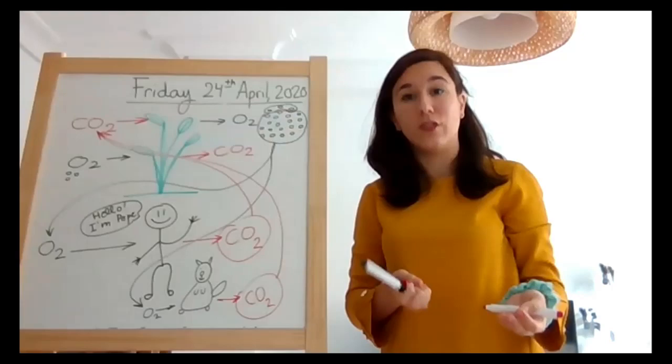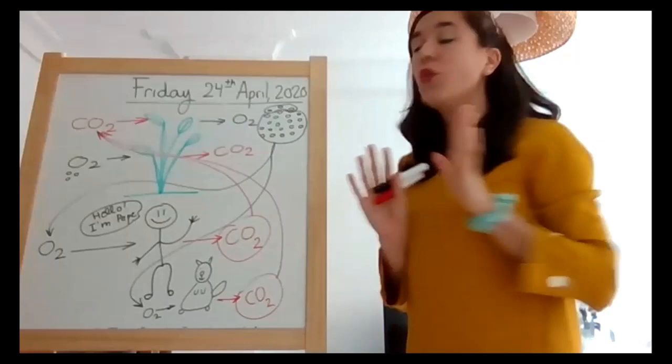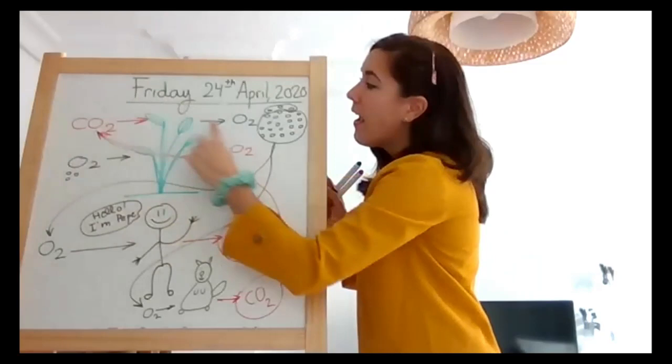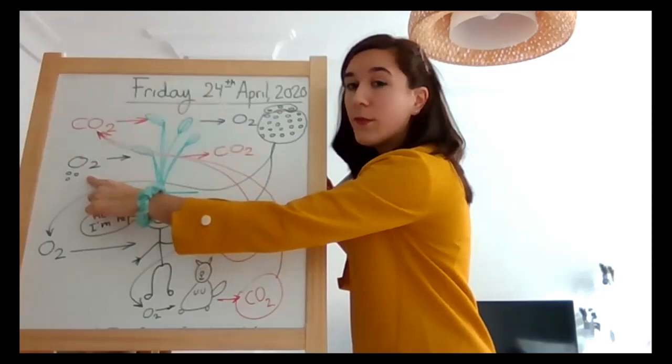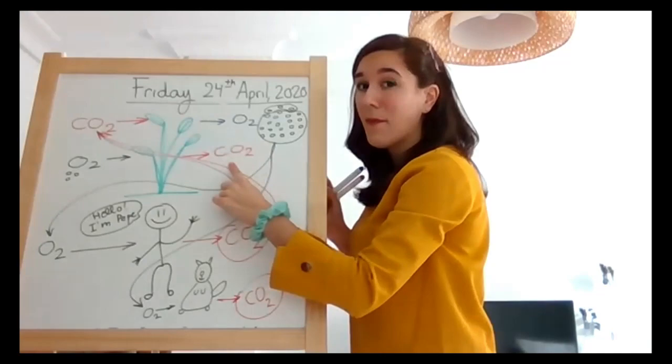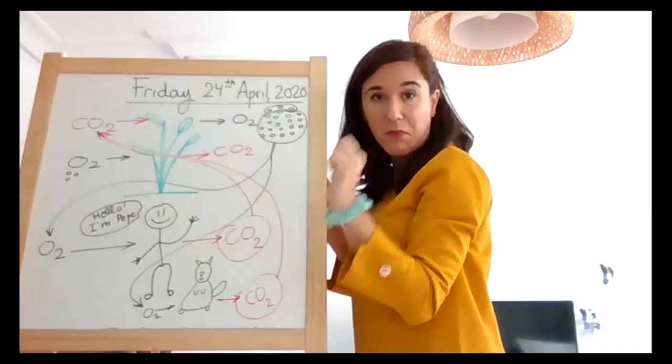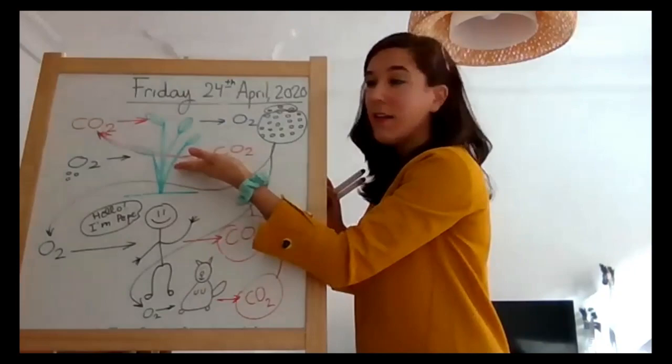So remember, during photosynthesis, the plant absorbs carbon dioxide and expels oxygen. This happens only during the day. And during respiration, the plant absorbs oxygen and releases carbon dioxide. This happens during the day and during the night, like you and like me. We breathe during the day and during the night. Pepe, Mr. Wow, and the plants, we do the respiration during the day and during the night.